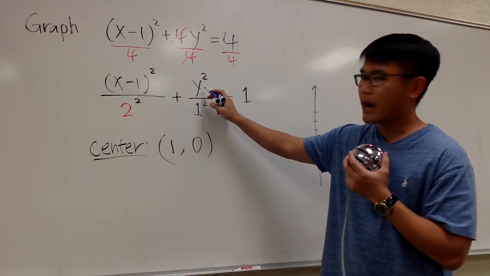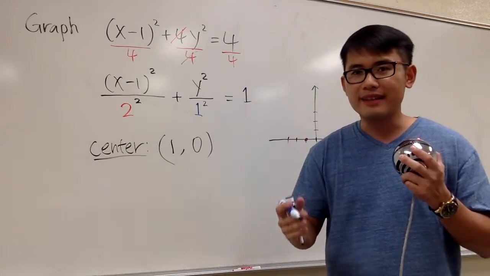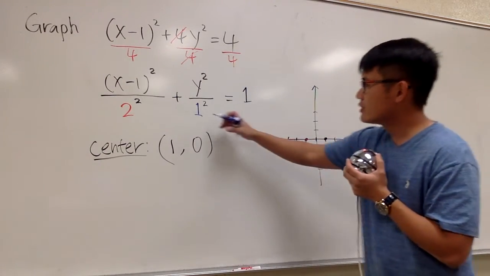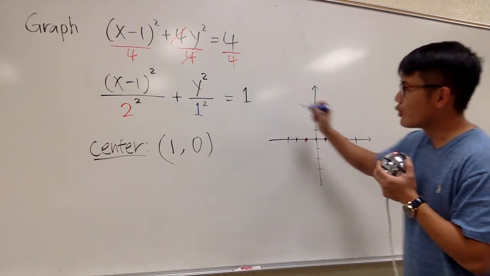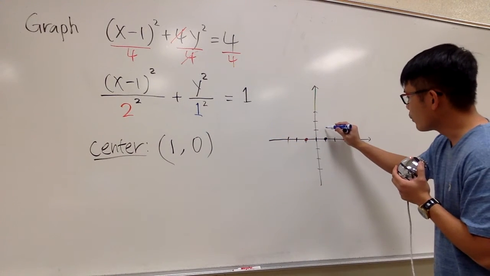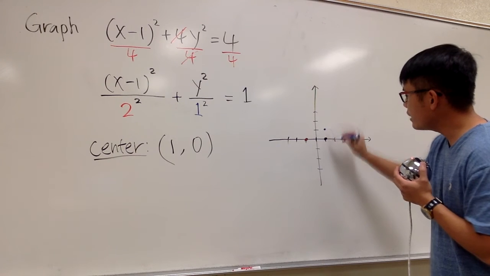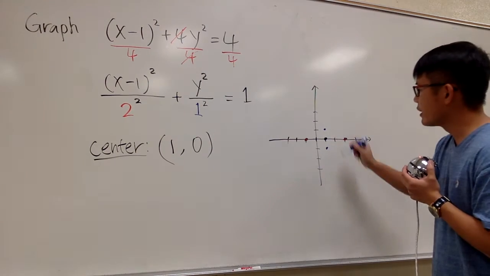Okay? And now, let's look at this one in blue. This is underneath the y. You associate y as up and down. So, from the center here, we are going to go up 1 time and go down 1 time. So, go up 1 time will be right here, and you go down 1 time, it will be right here.